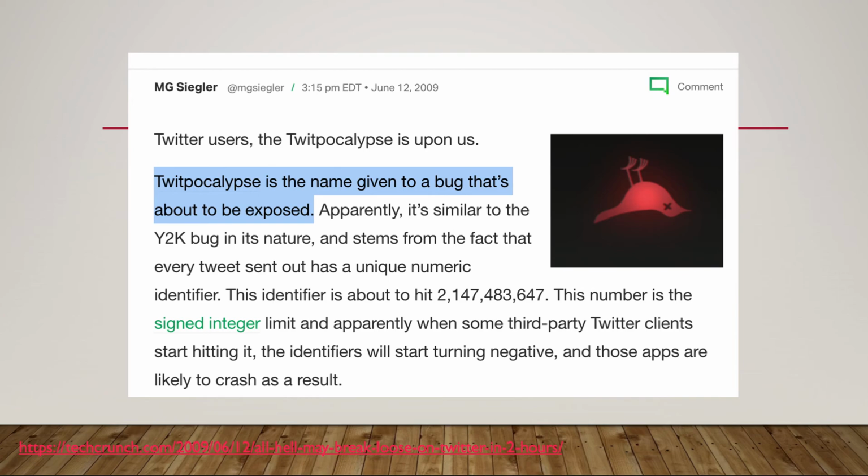Alright, why is all this mathematics important in computer science? Let's take a look at the tweepocalypse that happened on June 12, 2009 when Twitter crashed. The reason was that the unique numerical identifier associated with each tweet exceeded the limit of 32-bit signed integers. So now, as a computer scientist, what solution do you recommend?